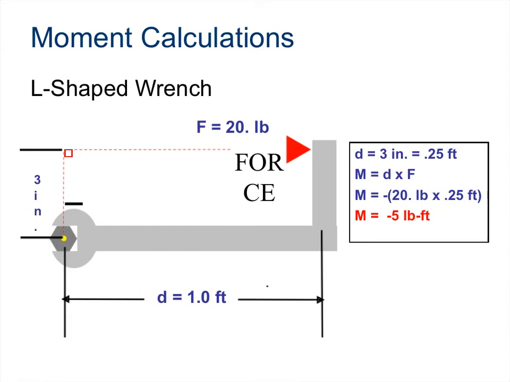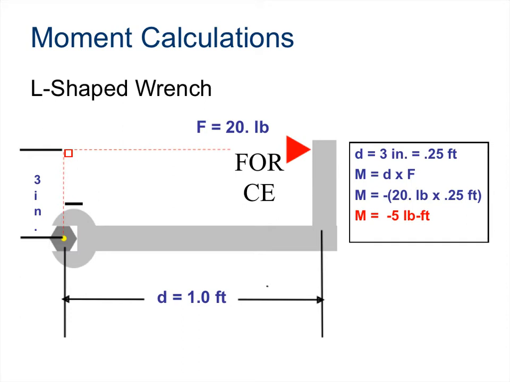In this example, we're now applying an L-shaped wrench to tighten a bolt. Notice the applied force is in the right direction at 20 pounds, and they give us two different distances, 3 inches and 1 foot. We need to figure out which distance to use. Since our applied force is in the horizontal direction, we need a perpendicular or vertical distance. In this case, we'll choose the 3 inches. So I'm converting 3 inches to 0.25 feet, times it by its perpendicular force of 20 pounds, and we get 5 foot-pounds.